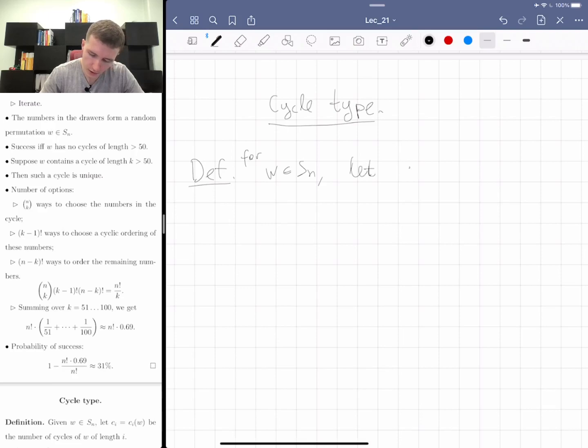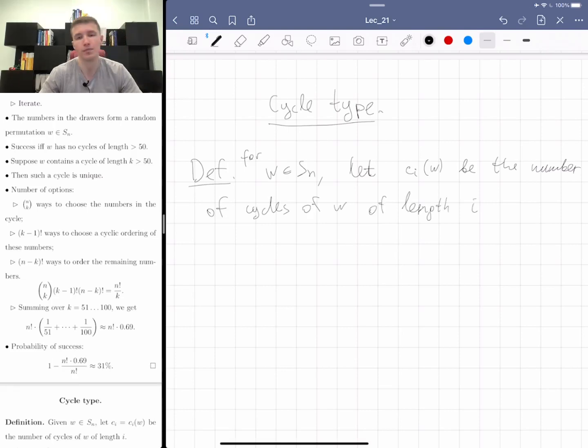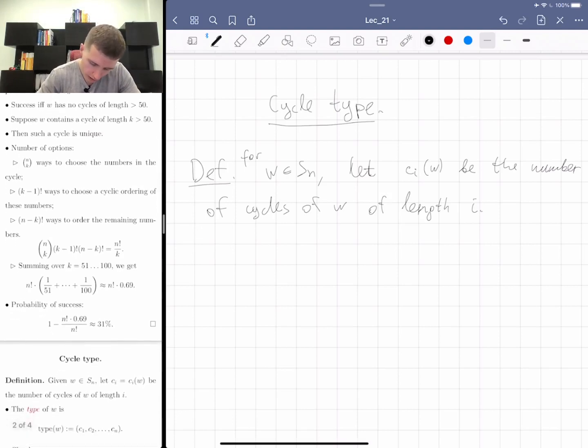Let Ci of W be the number of cycles of W of length i. I want to record how many 1-cycles it has, that's C1, how many 2-cycles it has, that's C2, and so on. And then the cycle type, by definition, is type of W, which is C1 of W and so on. I just record these numbers in a tuple, in an n-tuple of numbers.